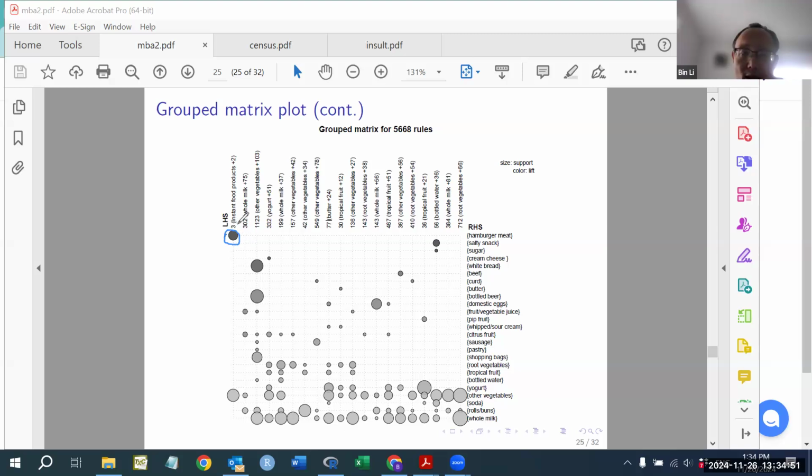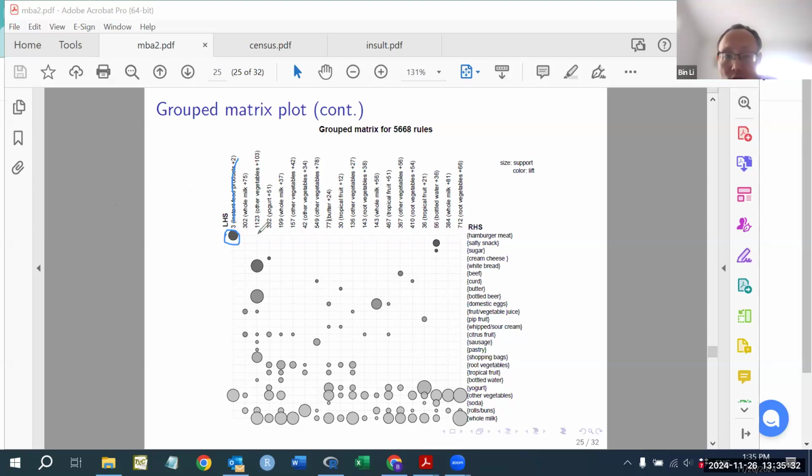So we have 3 rules. And then in the parentheses you will see we have the instant food products plus 2. So that means for all these 3 rules, they all have a common item in the left hand side, the antecedent, and that item is the instant food products. Plus 2 means we have 2 other items in the left hand side, in the antecedent. But the right hand side, the consequent, is the same.